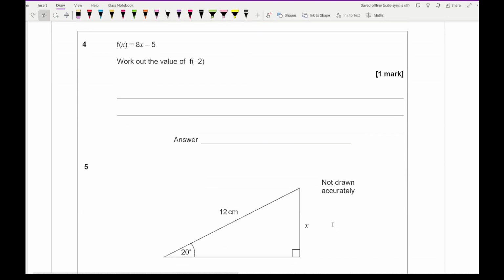Then moving on to question 4, it says f of x equals 8x minus 5. Work out the value of f of minus 2. So what we need to do here is basically substitute x equals minus 2 into this function. So here I've got 8 times minus 2 minus 5. So 8 times minus 2 is minus 16, minus 5 is minus 21.